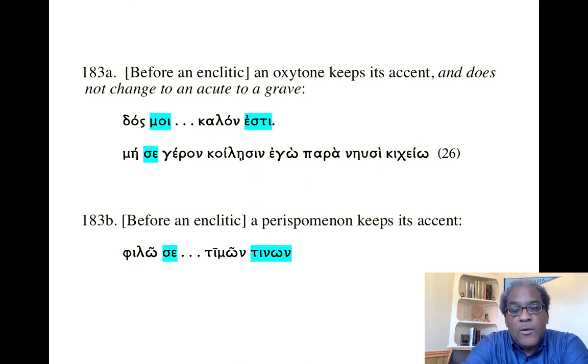Now, in all these slides, I've marked the enclitic with this magenta color. Now, 183b, before an enclitic, a perispomenon keeps its accent. So, phílōs, or timôn, tenon.